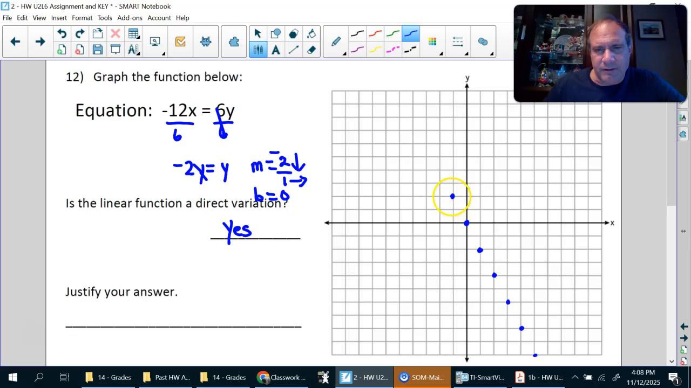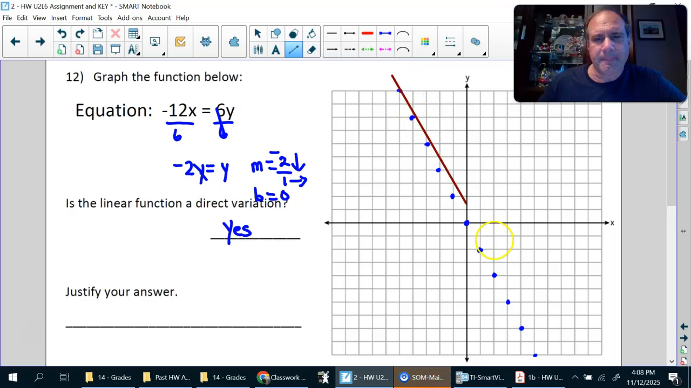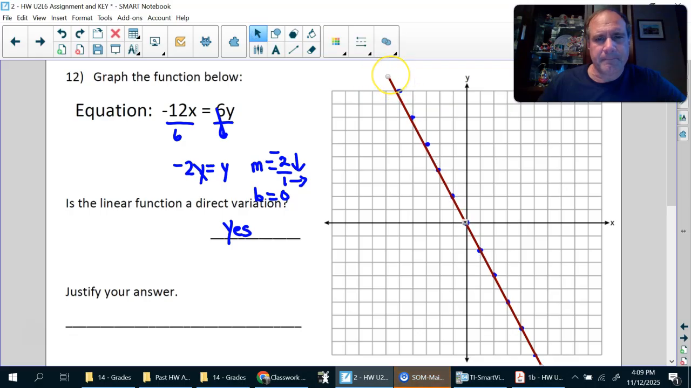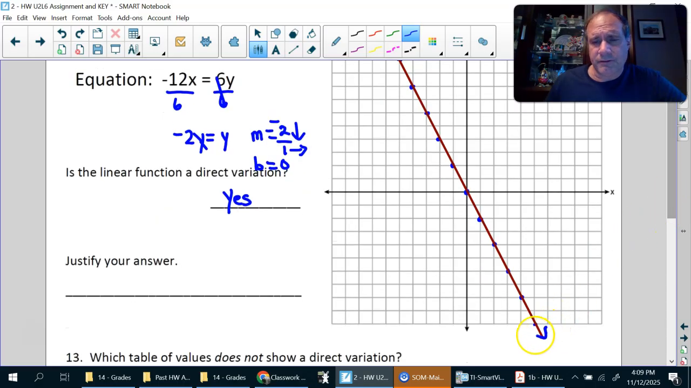And then up 2 to the left, up 2 to the left. And you can see that this line goes through 0, 0, and is linear. So if they have those two conditions, where they're straight and it goes through the origin, that means it's a direct variation.